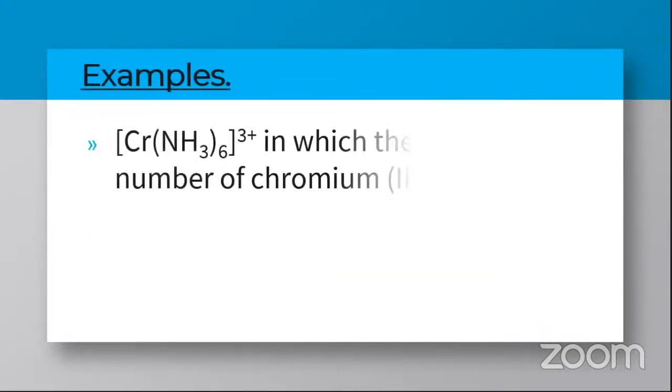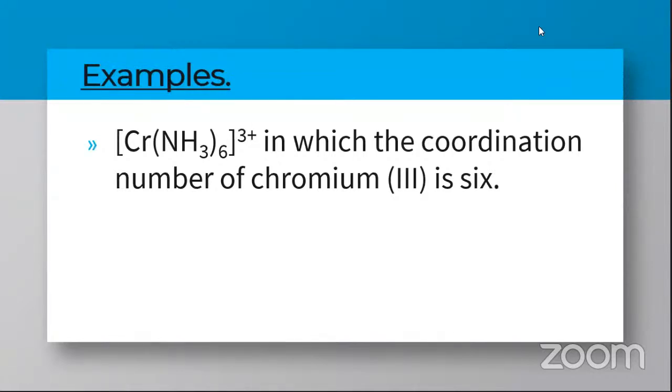Let's look at some examples. We have this. Here you can see we have our square brackets. We have the central metal ion, which is chromium. We have the ligand, which is ammonia. Then the coordination number is 6, because we have 6 ligands. Then the charge is positive 3. So we have that compound in which the coordination number of chromium 3 is 6. Chromium 3 is the metal ion. We are saying chromium 3, meaning that it's charged, and its coordination number is 6 because it has 6 ligands attached or coordinated to it.